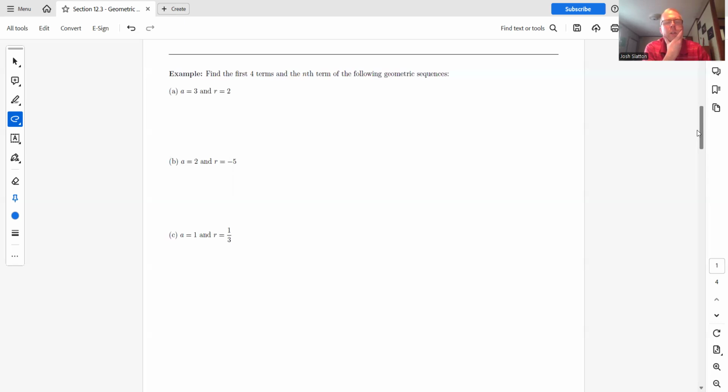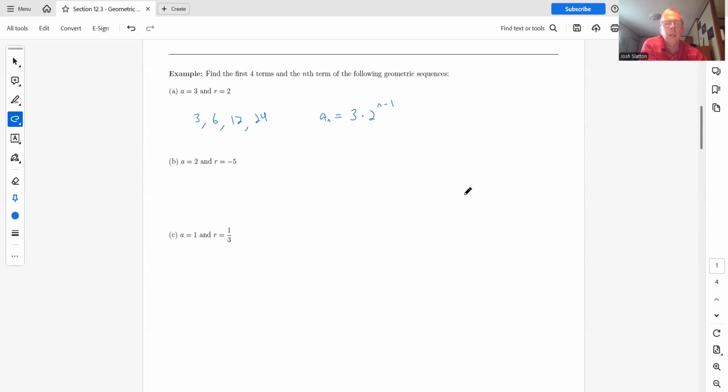Find the first 4 terms and the nth term. The first term, of course, is given as 3. To get to the next term, we just need to multiply the previous term by r. So 3 times 2 would be 6, 6 times 2 would be 12, 12 times 2 would be 24. That'd be the first 4 terms. And then to get the nth term, a sub n would be the first term times r to the n minus 1. Then we can get the 8th term or the 10th term or whatever term we're interested in.